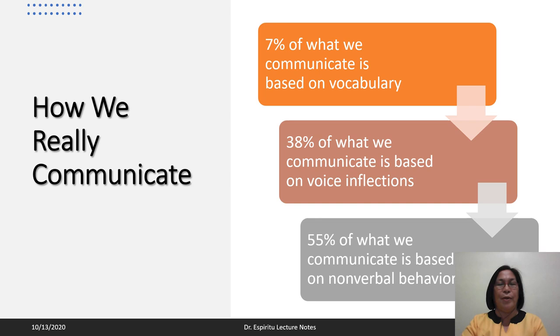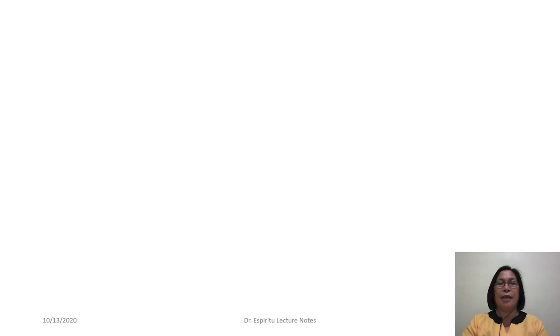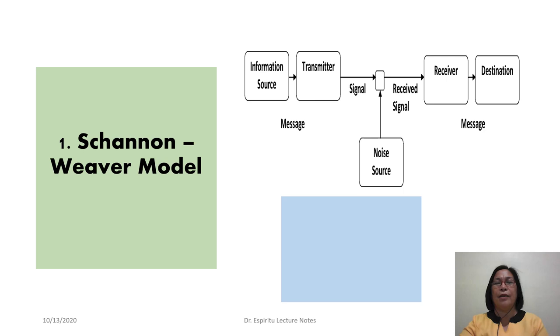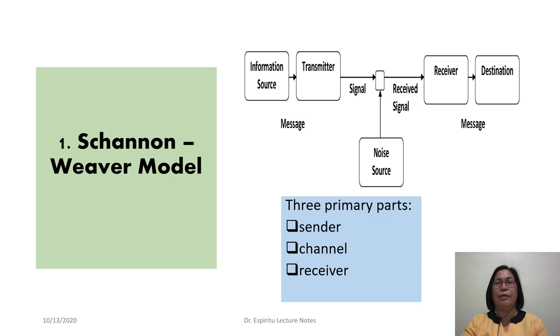Okay, so the different models of communication that study this. The first one is the Shannon-Weaver model, where we have a direct one only. So there are three parts only. We have the sender, then the channel, and the receiver. So the message is sent through this, and then it is received.